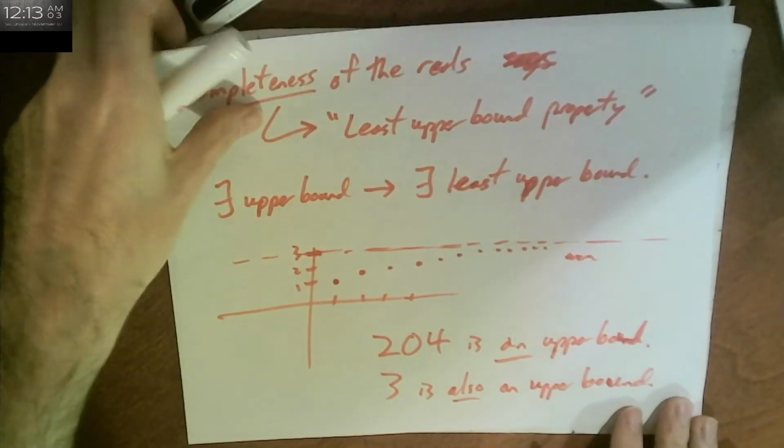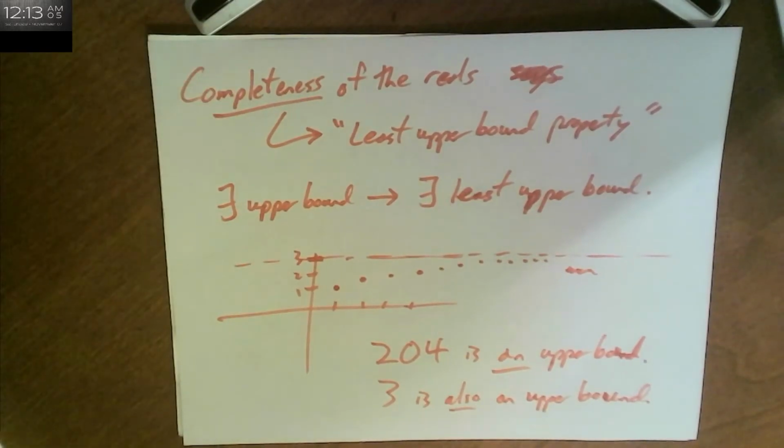The way I've drawn this implies that 3 is the least upper bound, that the sequence gets as close to 3 as you want. It looks like it the way I've drawn it, right? That's what's intended here.